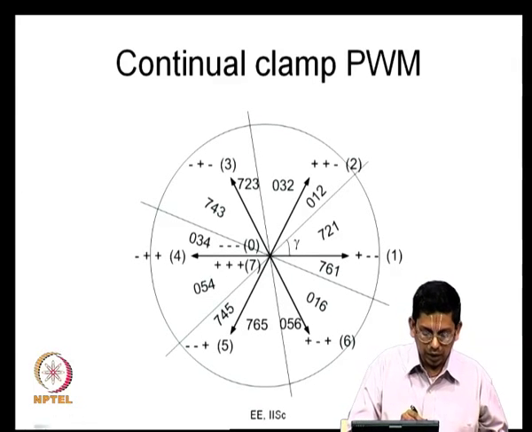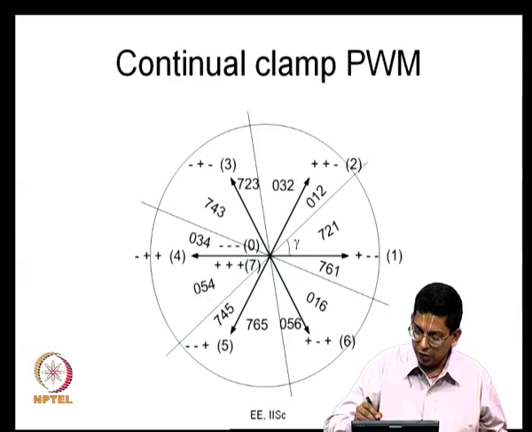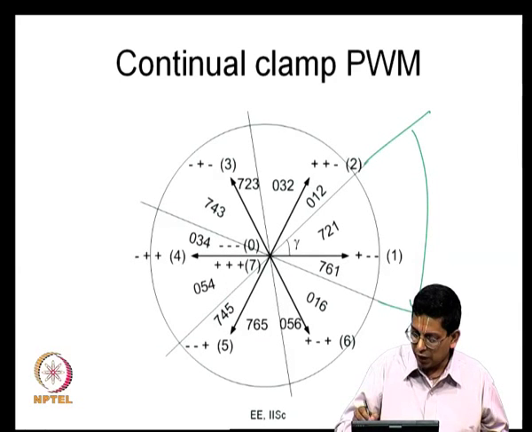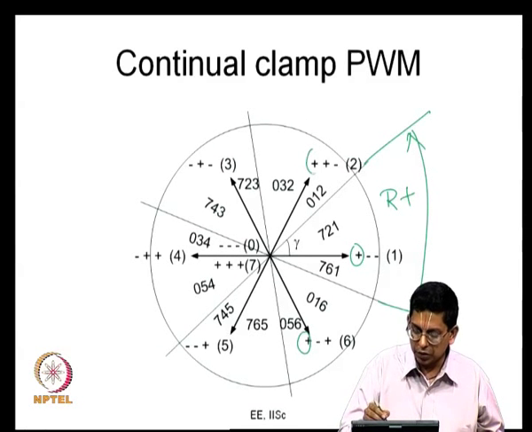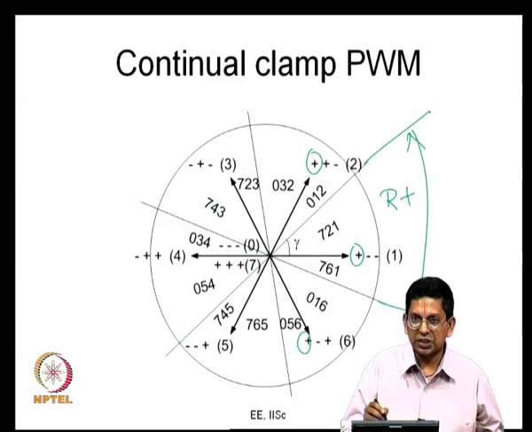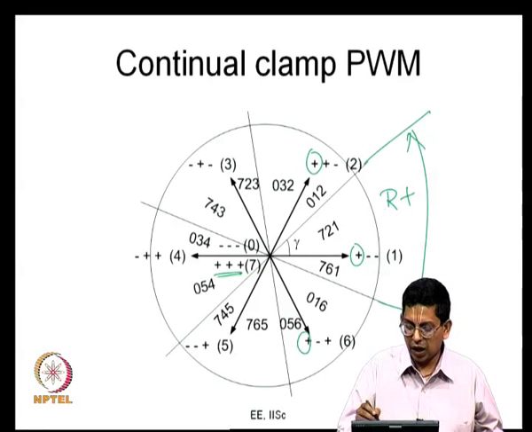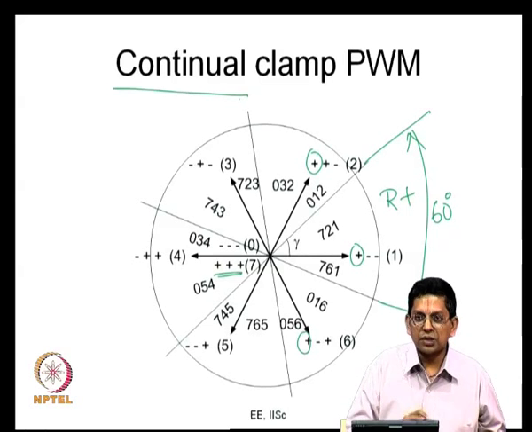Why do we call this continual clamp? As I mentioned the other day, here you find that R phase is clamped continuously to the positive DC bus, because active state 7 is used. All these states 1, 2 and 6, if you see here R is positive, here also R is positive, here also it is positive. So in all these active states R is positive, and you are using only plus plus plus, and you are not using minus minus minus. Because of that, R phase is getting clamped to the positive bus when minus minus minus is not used. This is a 60 degree duration now. So it is continuously clamped for a 60 degree duration, and therefore you call this continual clamp PWM.